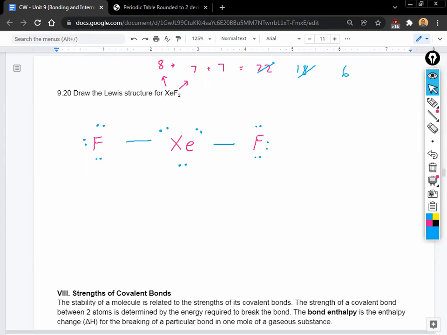All right, which makes sense because Xe is really big. It's towards the bottom of the periodic table, and so it can hold all of those valence electrons. Okay. Any questions?